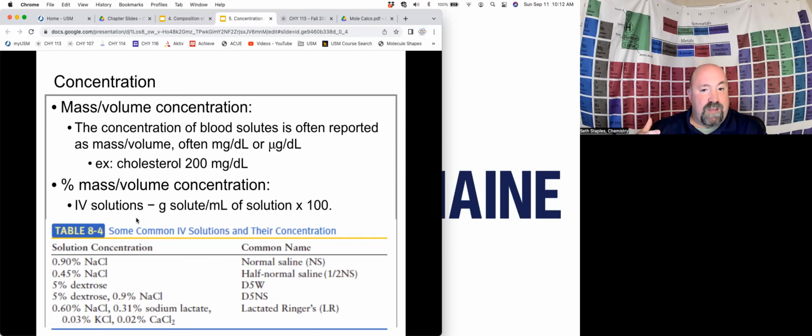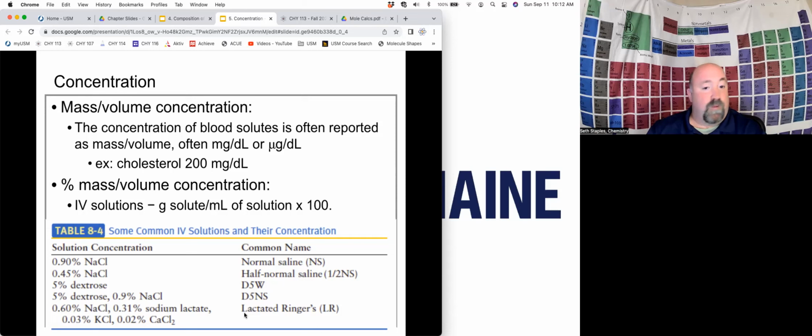Or 5% dextrose, that would be a D5W solution. Dextrose, 5%. D5NS, a combination of the 5% dextrose and 0.9% NaCl. Or something called lactated ringers. I honestly have no idea what that's used for. You don't want me to attend to any of your medical needs, certainly.